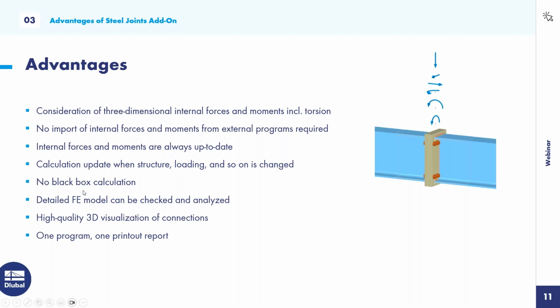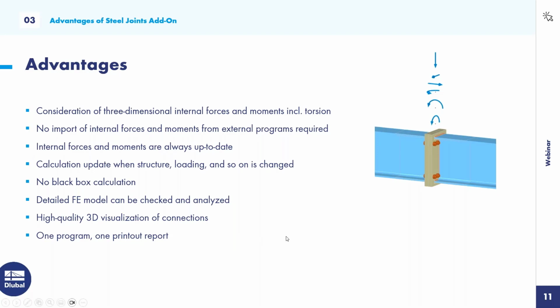The next advantage is there's no black box calculation. I showed you the detailed FE model, and you can check and analyze that if you want. Also, the connections are visualized in a very high quality. And you have got the results of the steel joints add-on in the same printout report as for RFEM 6.